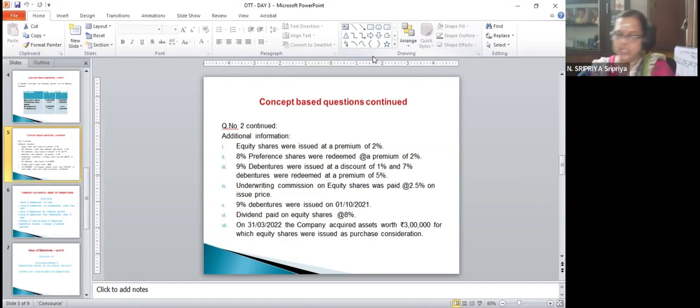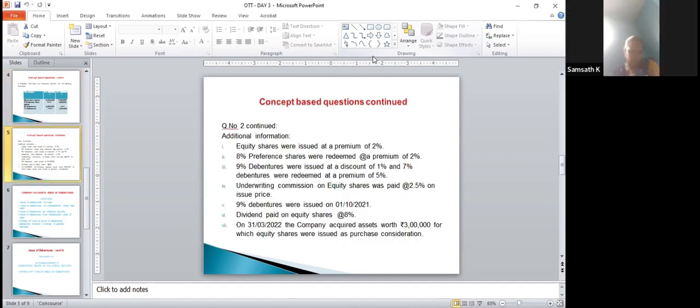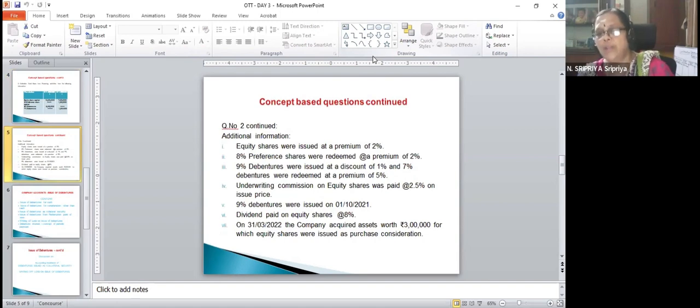So equity share is increasing by 5 lakhs, but out of that, 3 lakh is for purchase consideration. So the remaining 2 lakh is for public issue. For that only, 2% we should find out as premium.